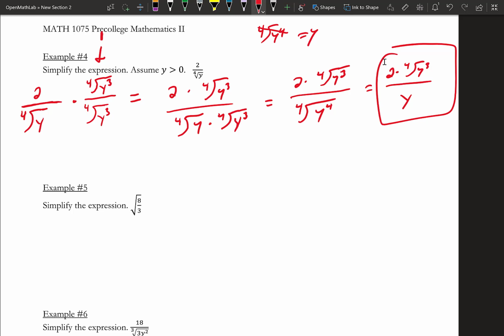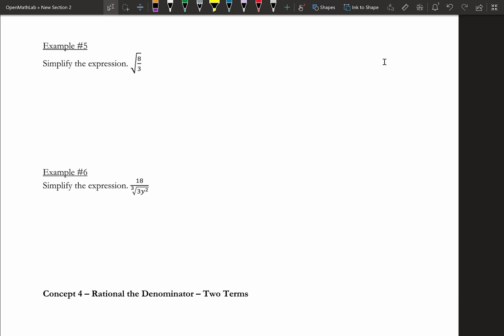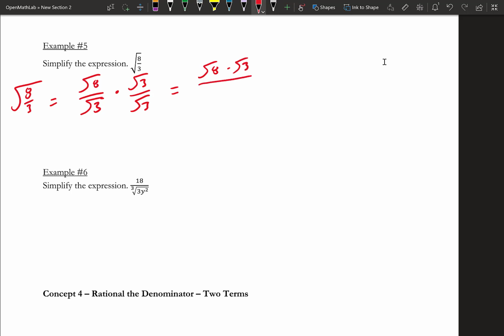So that's simplified. So in example 5, we have to simplify the expression the square root of 8/3, right? So the square root of 8/3 is equal to the square root of 8 all over the square root of 3, right? So I need to rationalize the denominator, so I would multiply by radical 3 over radical 3, which gets me to the square root of 8 times radical 3 all over the square root of 3 times the square root of 3. So we can use the multiplication property. So this would be the square root of 8 times 3, right? And this would be the square root of 3 times 3.